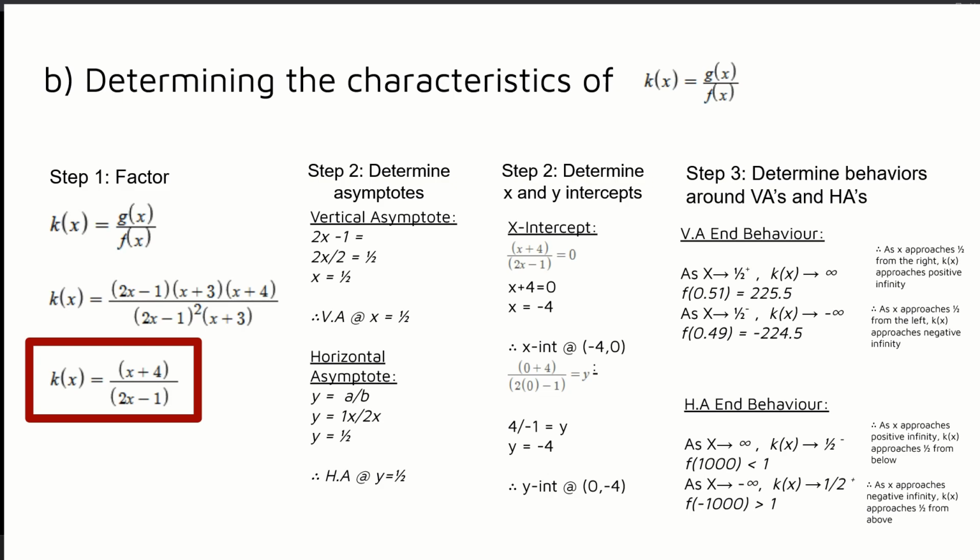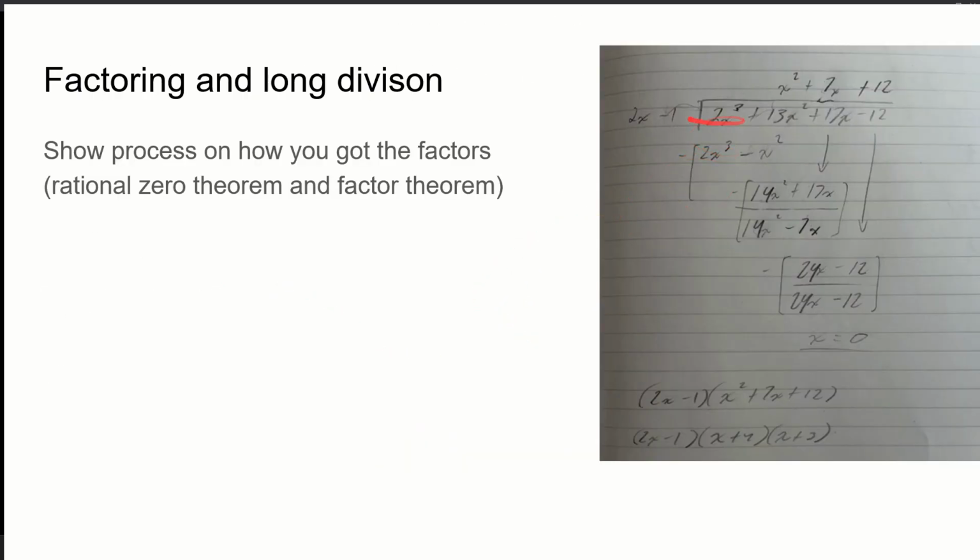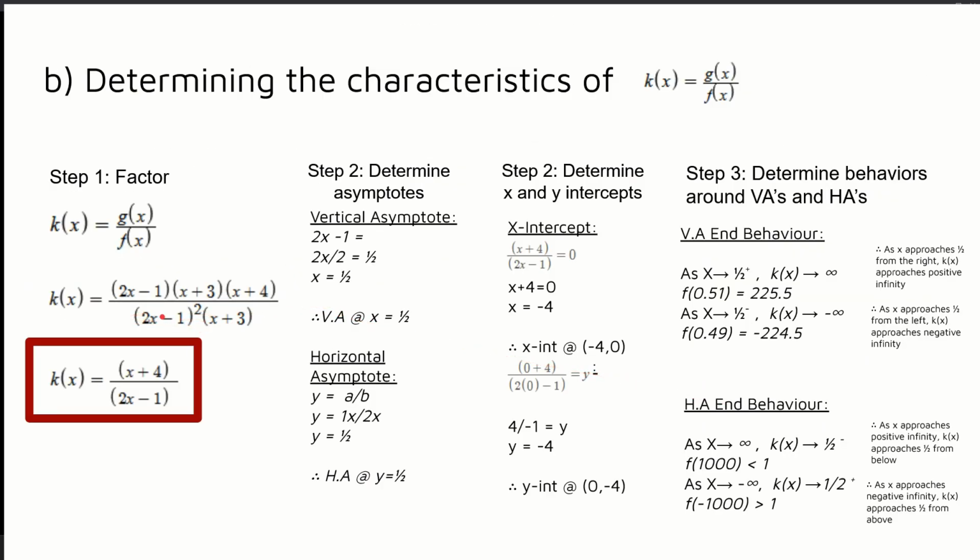Determining the characteristics of k at x equals g at x over f at x. Now instead of multiplying two different functions, we're dividing one over the other. So step 1, factor. So g at x can be replaced with the original, so 2x minus 1, x plus 3, x plus 4. This was found back here when we divided it, factored up. The bottom part, f at x, that was just as is.